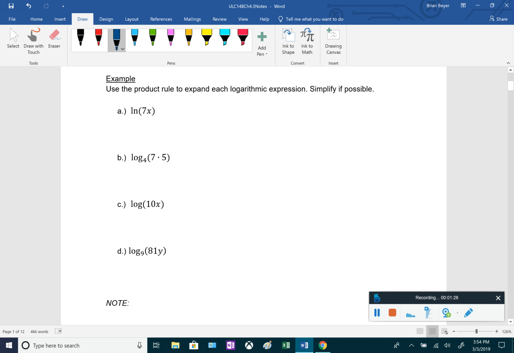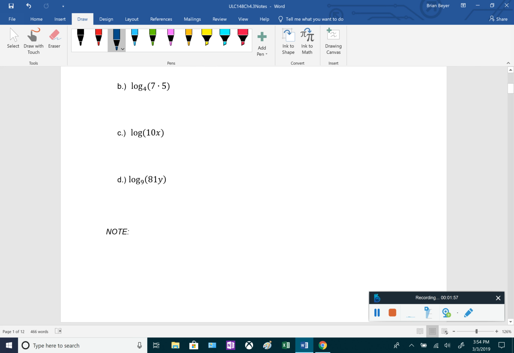Let's use the product rule to expand each logarithmic expression and then simplify if possible. We have ln of 7x. Hopefully by now we know that ln is log base e, the natural log. So ln of 7x equals, since they're being multiplied, 7 times x, ln of 7 plus ln of x. We give each one of those factors its own log, and we separate them by addition.